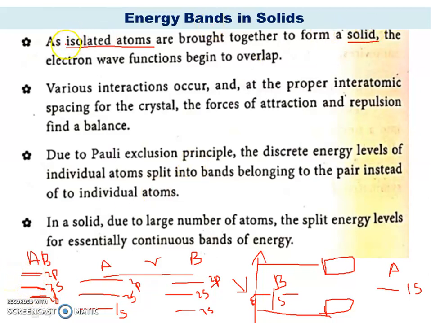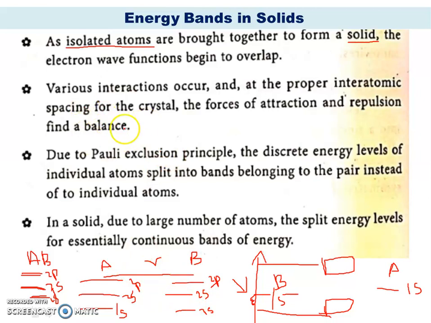So isolated atoms are brought close together to form a solid, and the electron wave functions overlap. Here they are talking about the equilibrium position. You cannot bring this atom and that atom very close together; there is some restriction. Only up to that level can you bring them together, so there is some equilibrium position.